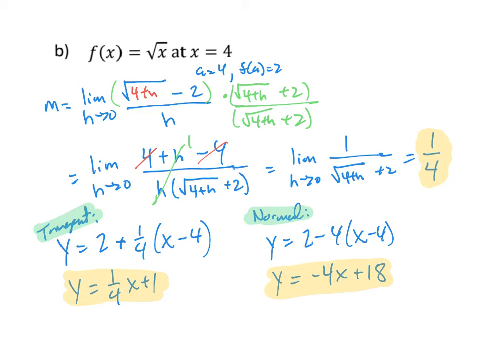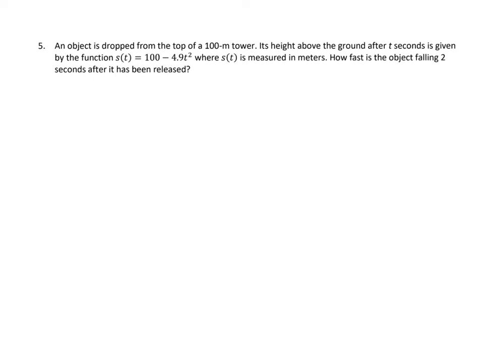All right, let's talk about a couple of applications. An object is dropped from the top of a 100-meter tower. Its height above the ground after t seconds is given by the function s of t equals 100 minus 4.9 t squared, where s of t is measured in meters. How fast is the object falling 2 seconds after it's been released?